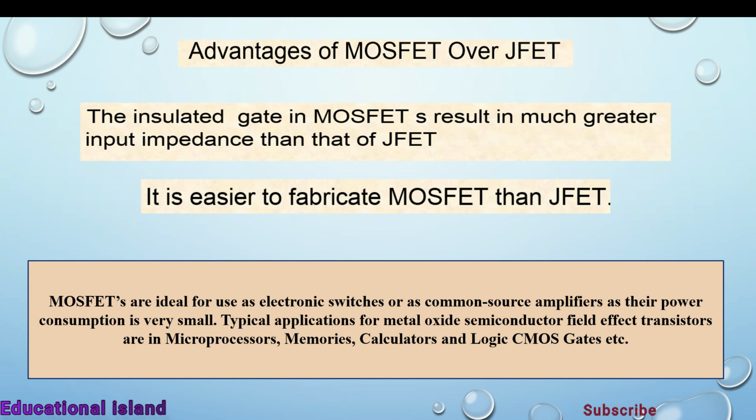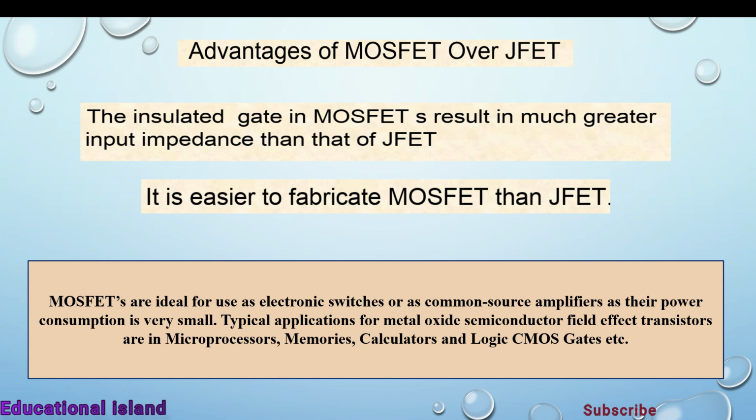We prefer MOSFET in working. The insulated gate in MOSFETs results in much greater input impedance than that of JFET. That's why we use it in amplifiers, and it is very easy to fabricate compared to JFET. And MOSFETs have some applications. MOSFETs are ideal for use as electronic switches or common source amplifiers, as their power consumption is very small. MOSFETs normally consume less power than BJTs or JFETs.